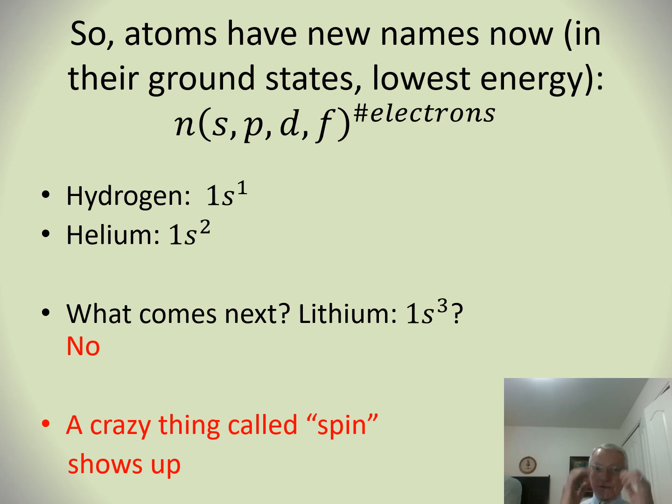Helium is 1s2. Again, it's n equal 1, principal quantum number is 1. It's an L equals 0 state, that's what S means, and there are 2 electrons in it. Okay, so you might think then that lithium would be 1s3. That's the next atom in the periodic table, 3 charges, 3 protons. But there is no 1s3 because this crazy thing called spin shows up.